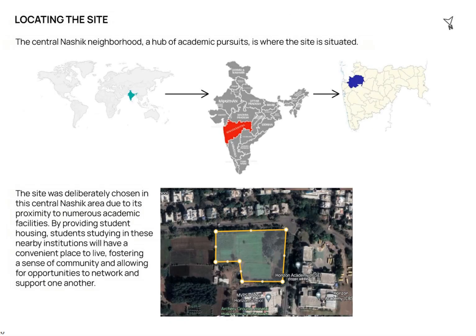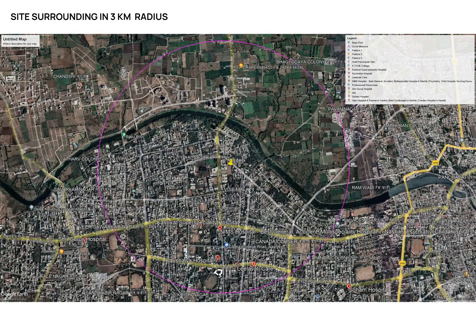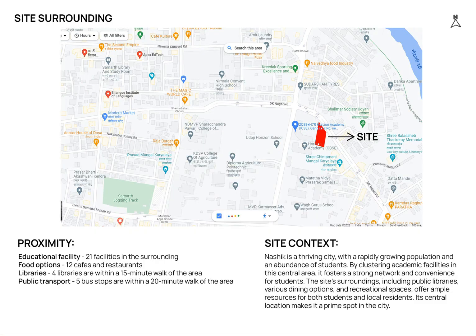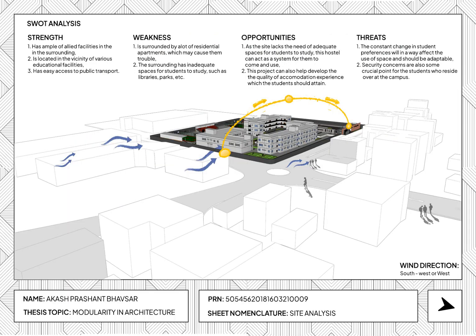Location of the site. The site is located near the Horizon Academy at Gangapur Road, Nasik. The site is spread around 4.5 acres of land and is an ideal location for a students' hostel in various aspects. Firstly, the site is surrounded by educational facilities which will cater to the students attending them. As far as the facilities are concerned, the daily needs of the students are taken care of within walking distance from the site, such as supermarkets, healthcare facilities, public transport, and educational facilities.